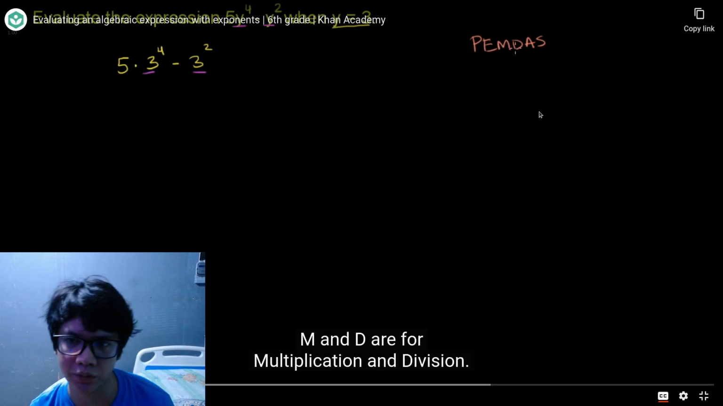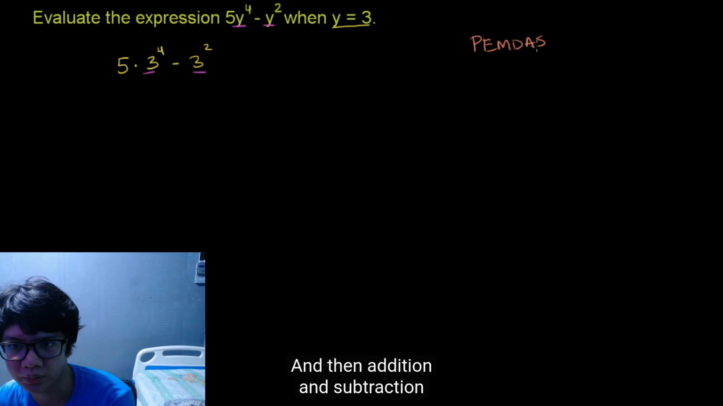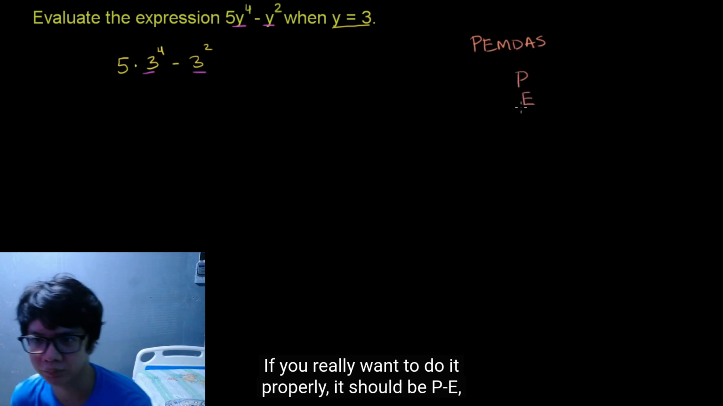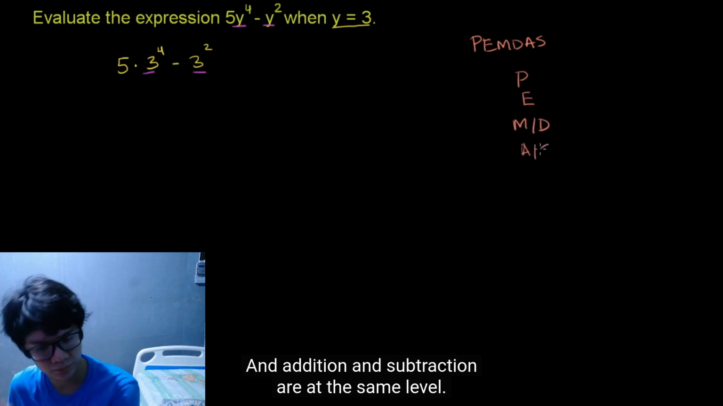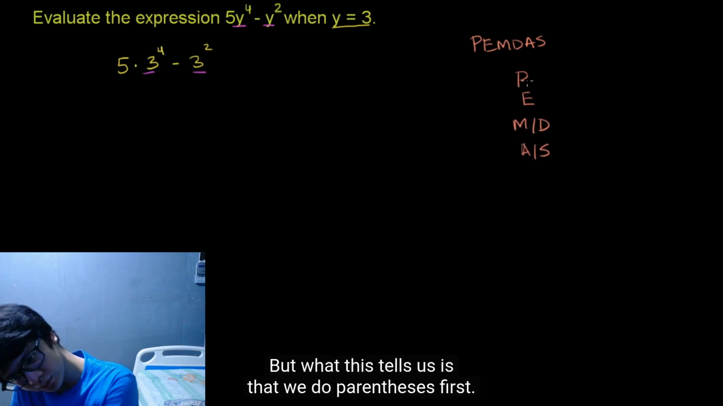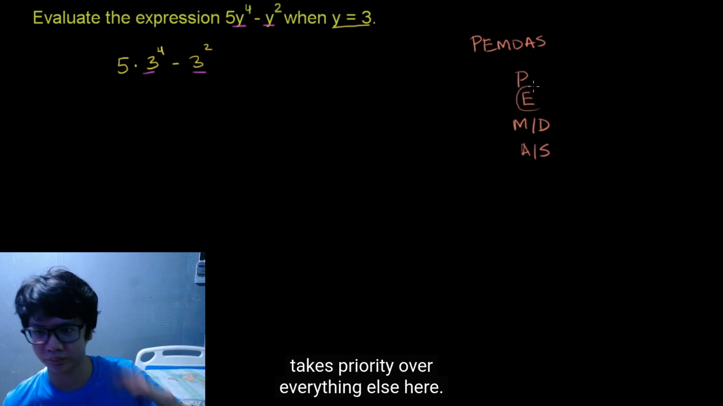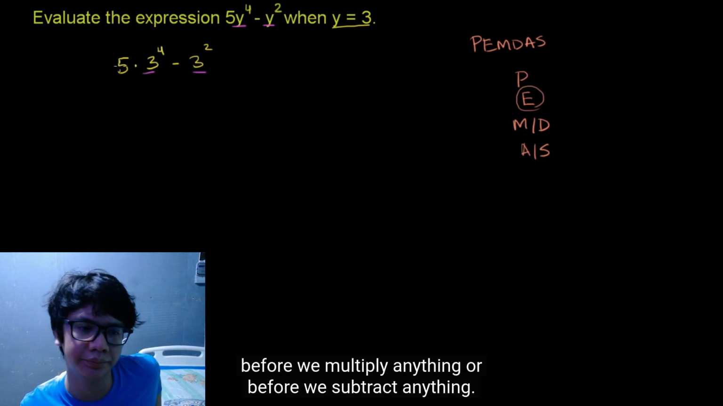M and D are for multiplication and division, and they're really at the same level of priority. And then addition and subtraction are at the same level. What this tells us is that we do parentheses first, but then after that, exponentiation takes priority over everything else here. So we have to evaluate these exponents before we multiply anything or before we subtract anything.